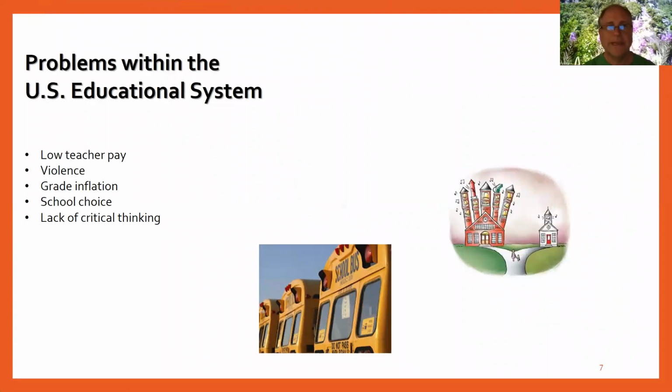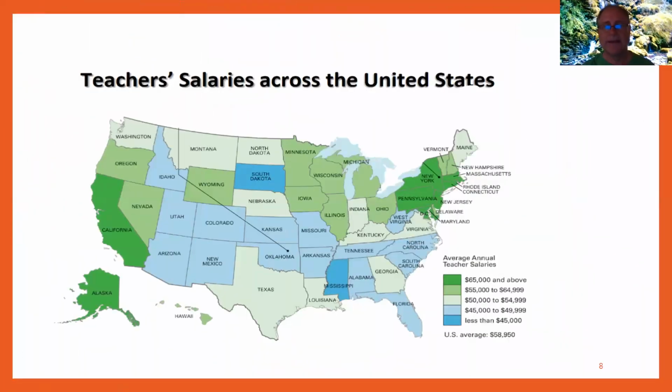Let's take a look at some of the major problems within the US educational system, including low teacher pay, violence, grade inflation, school choice, and lack of critical thinking. Let's start with low teacher pay. And you can see on the slide in front of you the teachers' salaries across the US. And you can see that the pay is relatively low, and especially low in certain states across the US, those that are represented in the blue colors.